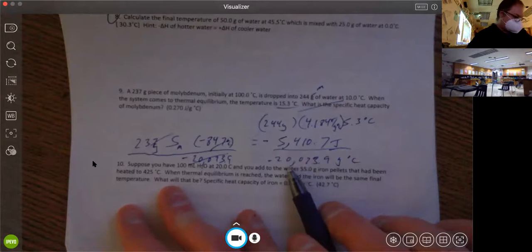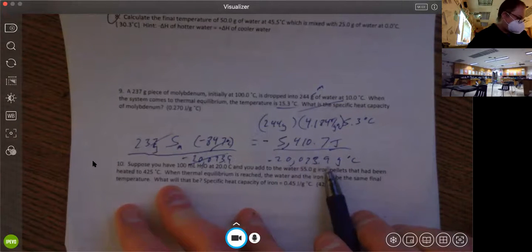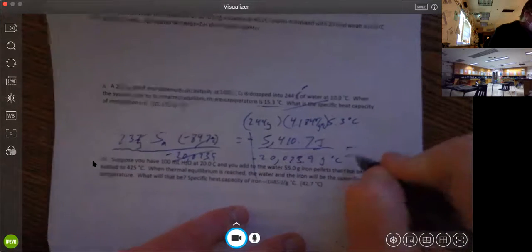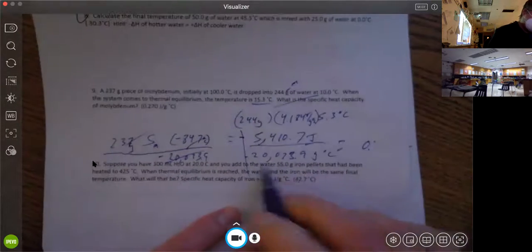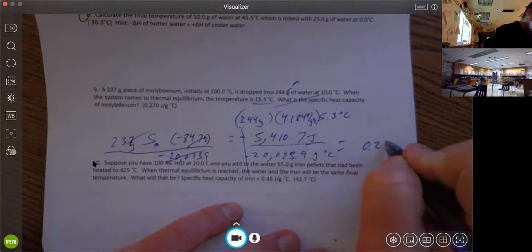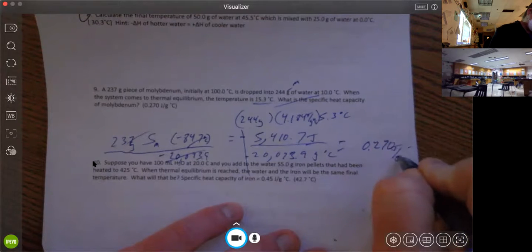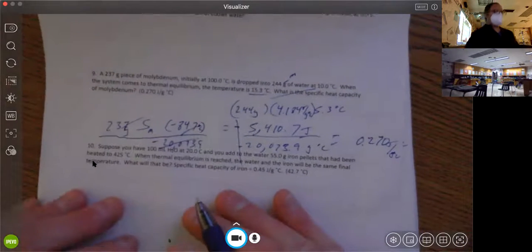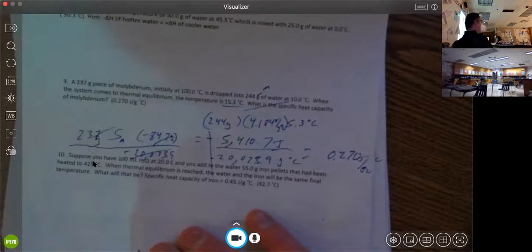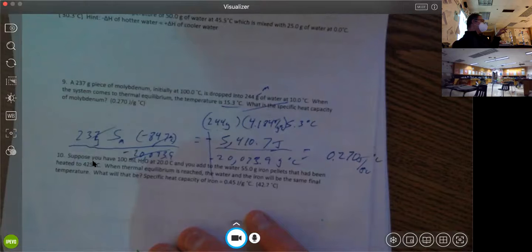5,410 divided by 20,073.9. The negatives will cancel out. That would be about 0.2695. 0.2695, three significant digits with the 244. 0.2695 becomes 0.270 joules per gram degrees Celsius. Again, if you were solving for final temperature, you have to set the whole problem up as one thing because both sides have that variable of final temperature.